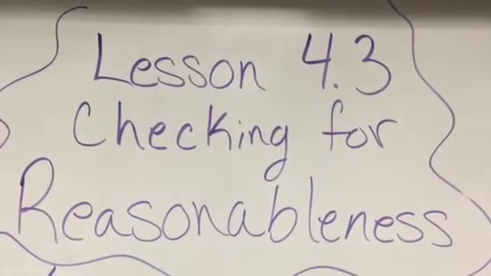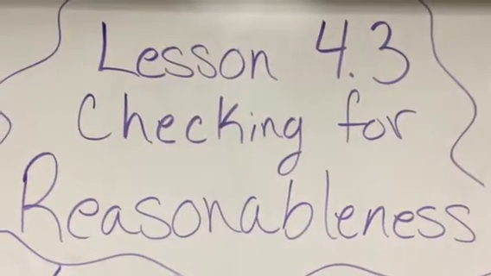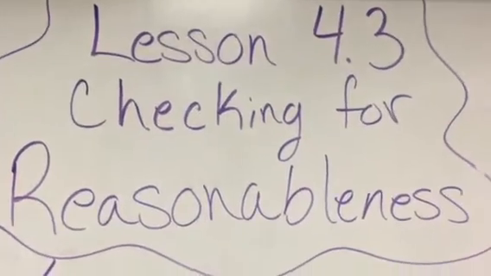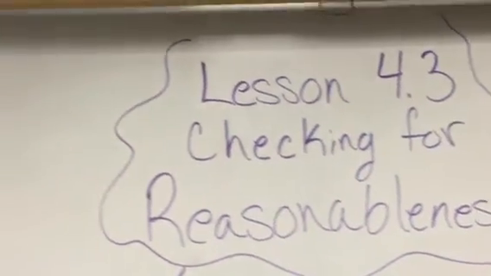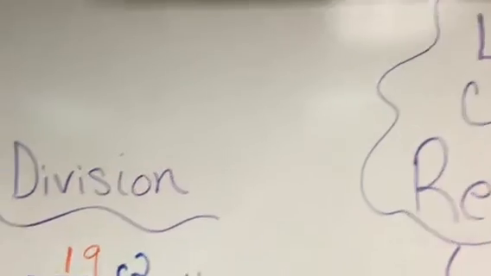Lesson 4.3, Checking for Reasonableness. Before we can check for reasonableness, we need to first look at how we do the division. I know we already looked at this, but I want to show it one more time.